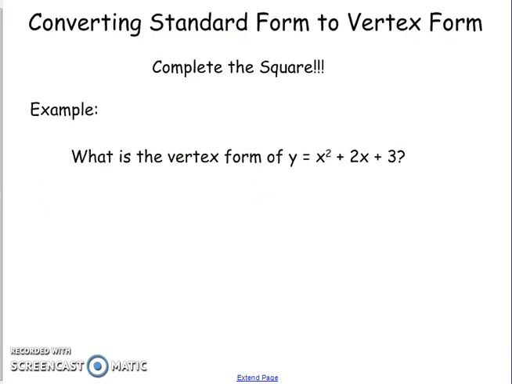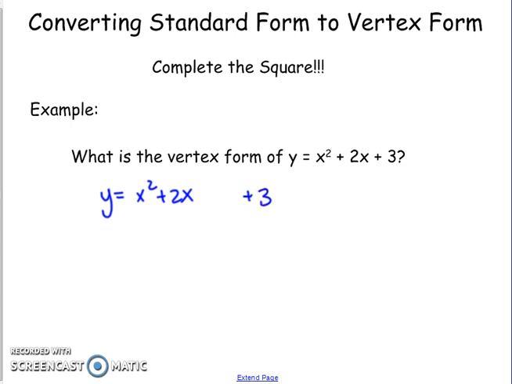You can convert from standard form to vertex form by completing the square. So if we want to find the vertex form of y equals x squared plus 2x plus 3, we're going to write this out. I'm going to write the x squared and the 2x. That's my ax squared and my bx. I'm going to leave a space, and then I'm going to put plus 3.